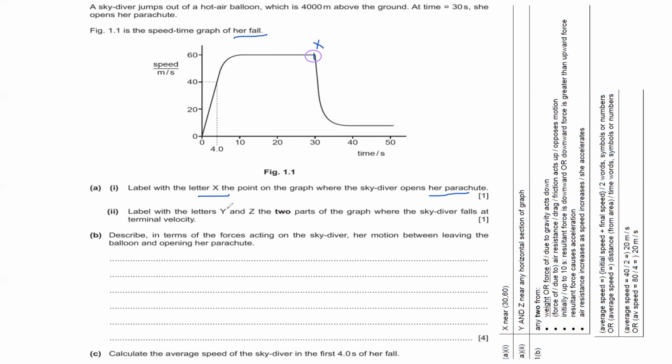Then label with letters Y and Z the two parts where she is falling at a terminal speed. So which parts have a constant speed? Yes, that's one. This is a constant speed, so we can mention Y and we can mention Z. Why are these two points not right? Because you can see it's a curve. So it should not be on the curve, it should be on the straight part. So I can label this point as Z, and I can label this point as Y.